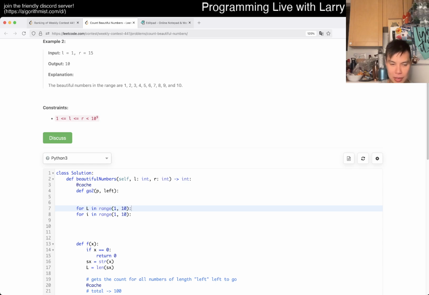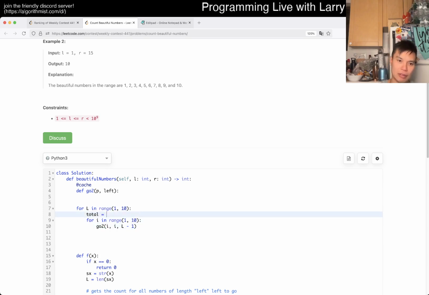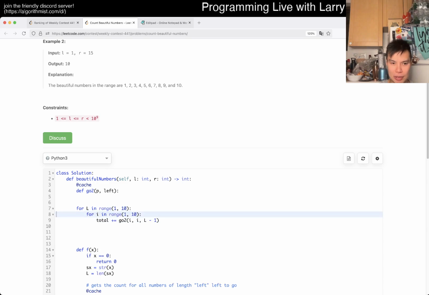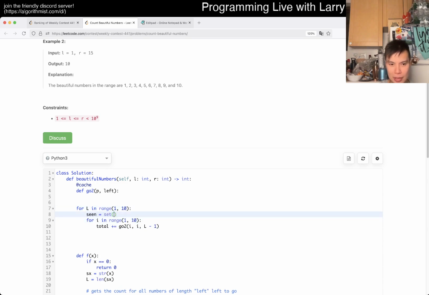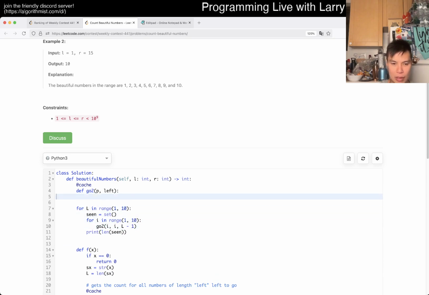So again, here we want to say the first digit is going to be L minus 1, right? Yeah, and then maybe we set total equal to here. We add this. We don't even. No. We don't need to. We have a seen array. We calculate this, and then we just print out the length of seen, right? And then here we go.